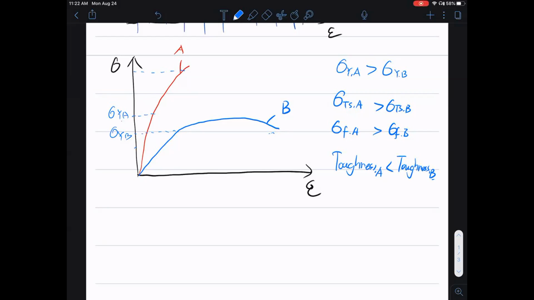All right. You can see material A is maybe stronger, right? You can use the word stronger or maybe stiffer. Can we say A is stiffer than B? Why? Which property is related to the stiffness of a material? The elastic modulus or Young's modulus. And that's the slope of that linear region. A has a steeper slope than B, so A is stiffer than B.